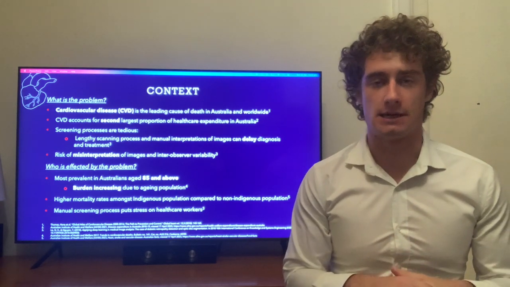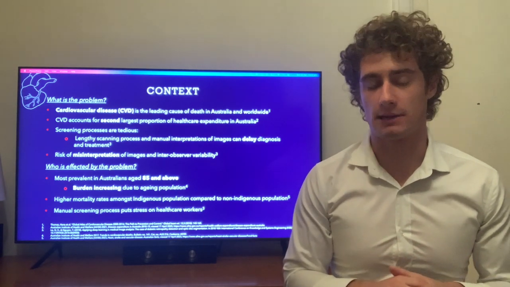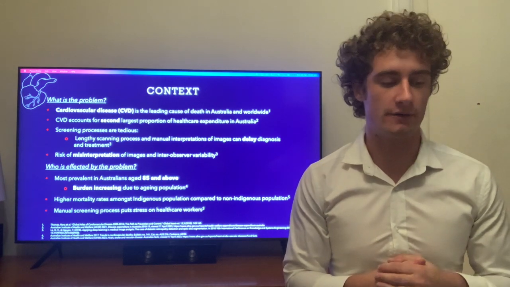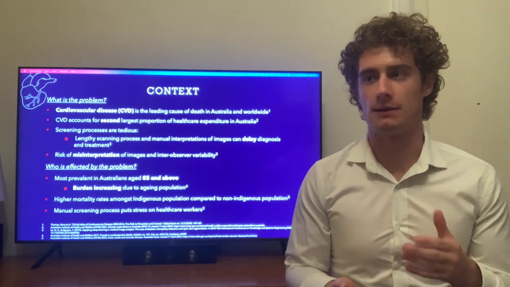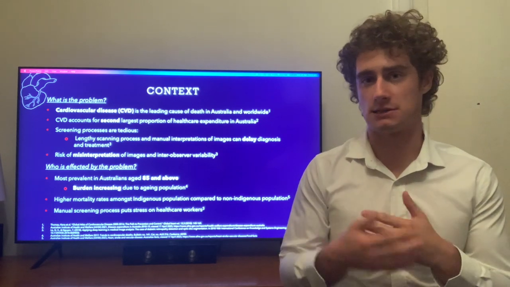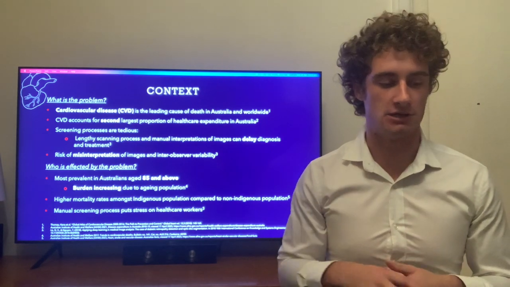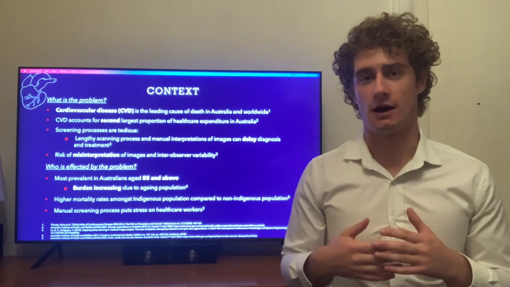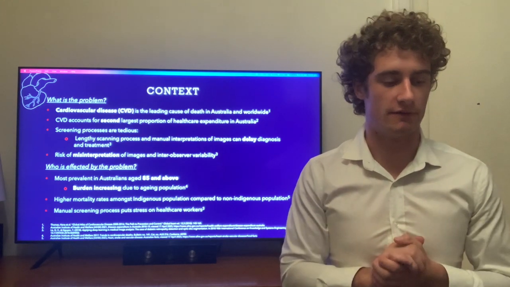Now, cardiovascular disease is most prominent in the elderly population, so those aged 85 and above. And this is a problem as we improve our healthcare in Australia. We are starting to witness an aging population, and this can increase the burden of cardiovascular disease as we move through time in the future.